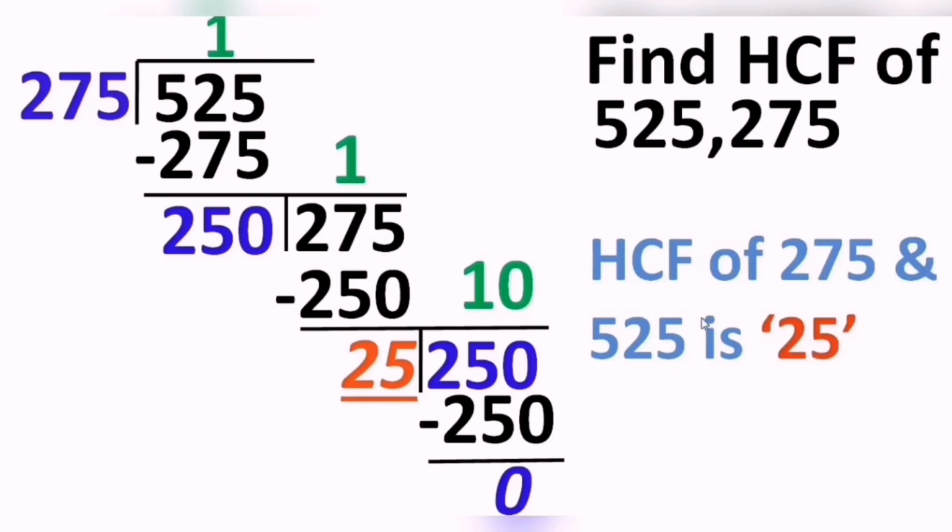Okay, so what is the technique over here? First of all, the divisor of the first layer will be taken as the dividend, and the remainder of the first layer, that is 250 over here, will then be taken as the divisor. So 275, which was the divisor, was taken as the dividend, and then again I carried out the division, and in this manner you have to go on until you get the answer 0. And the moment you get 0, that divisor, keep it in mind, presently 25, will be taken as the HCF for those two numbers. Clear?